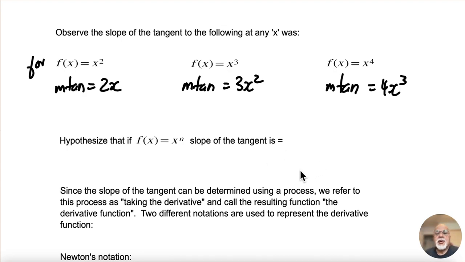You can pause the video while you're thinking. All right, and assuming you've come back, hopefully you said that the slope of the tangent is n times x to the n minus 1.